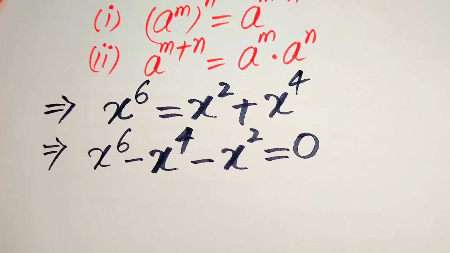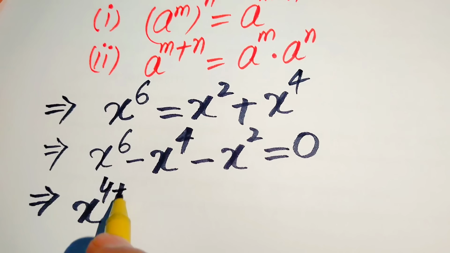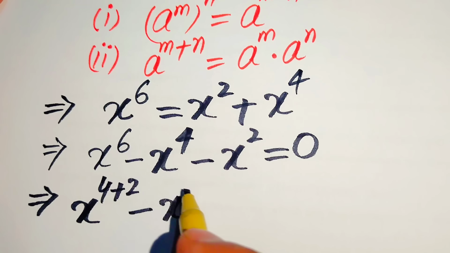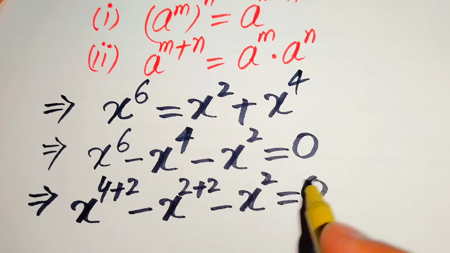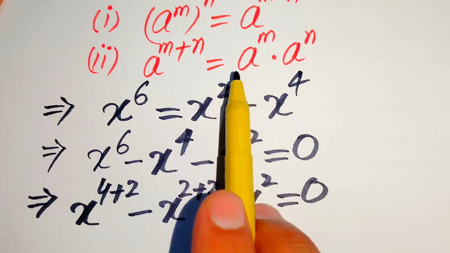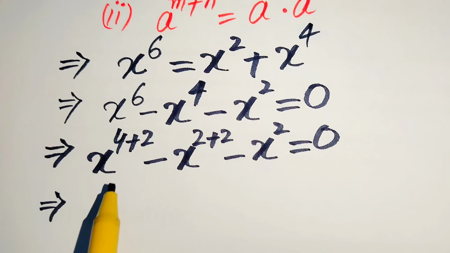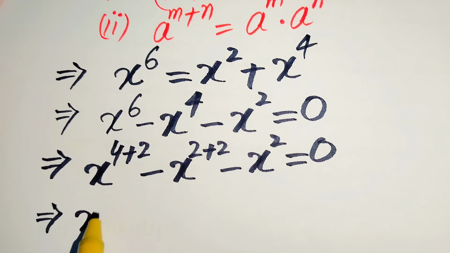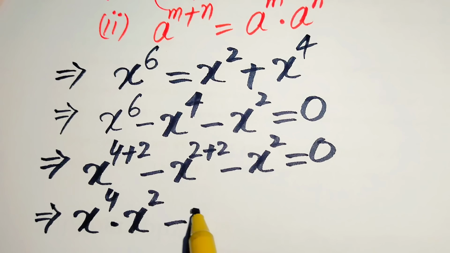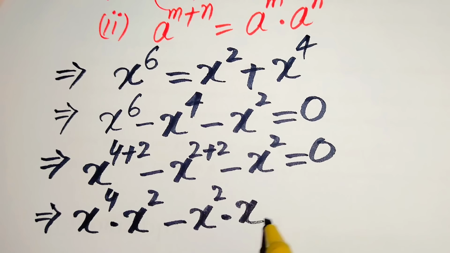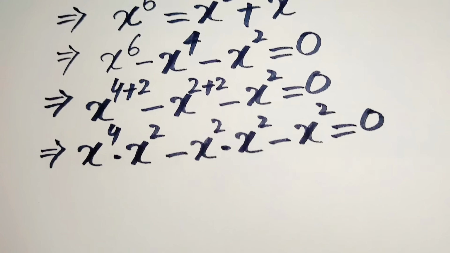In the next step we rewrite this equation as: x to the power of 6 we write as 4 plus 2, minus x to the power of 4 we write as 2 plus 2, minus x square equals 0. Now we apply the second exponential rule on the first two terms. According to the above exponent rule, we break both of these exponents in this form: x to the power of 4 multiplied by x square, minus x square multiplied by x square, minus x square equals 0.